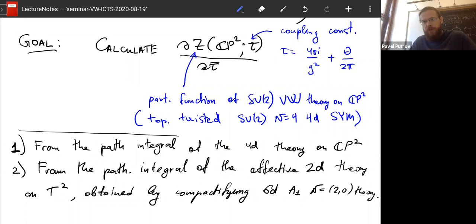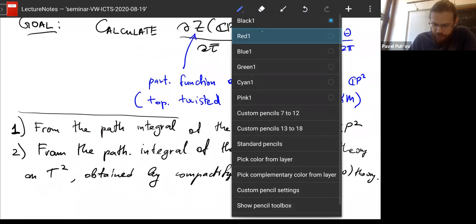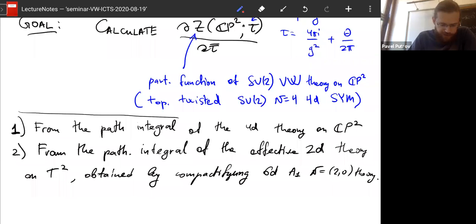So the second way is related to the first by a kind of reversal, because we know that we can obtain four-dimensional maximally supersymmetric Yang-Mills theory by compactifying the 6D theory with (2,0) supersymmetry on a torus. But we can reverse the order of compactification: compactify the 6D theory on CP2, and then calculate the partition function of the resulting two-dimensional theory on the torus. But today, because there's limited time, I will follow the first method, the most direct one.